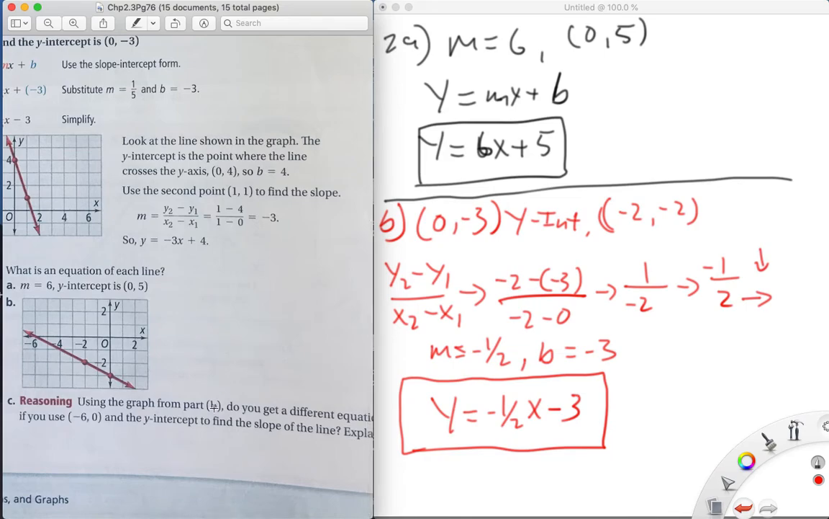For the C part of the reasoning, which is actually pretty good, they ask if I use a different point on this line, do I get a different equation? And the answer is no, you don't. Not in slope-intercept form. Any 2 points along this line will give you the same slope, and it will also give you the same y-intercept because that never changes. So the answer would be nope. It will be the same.